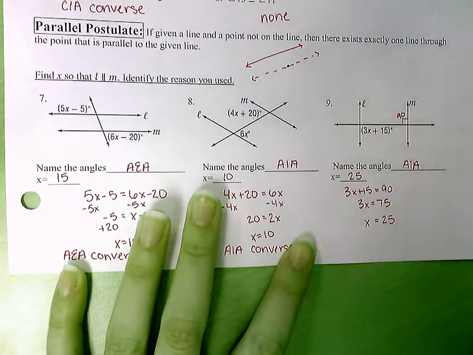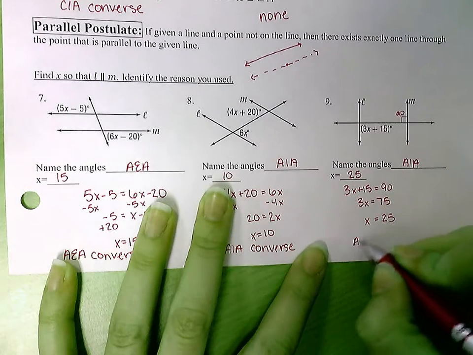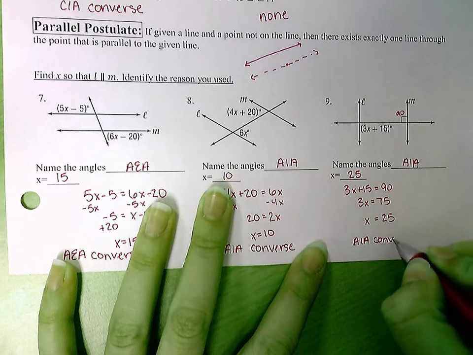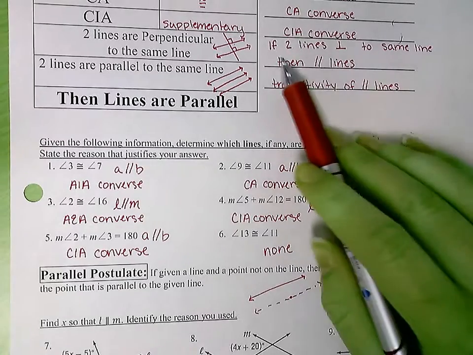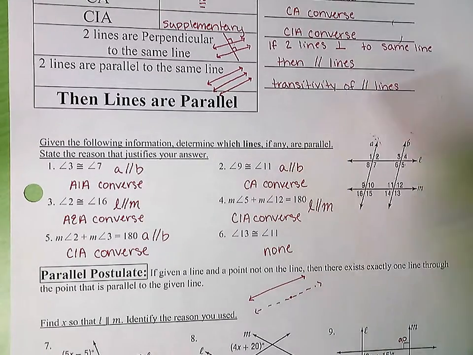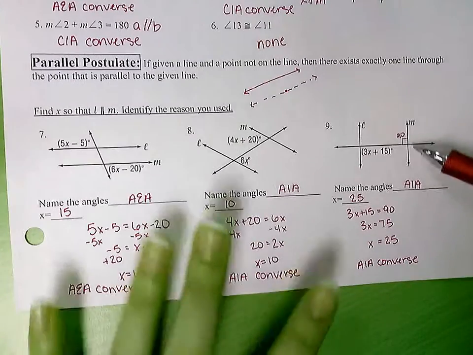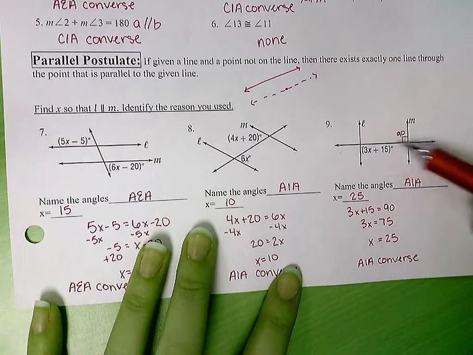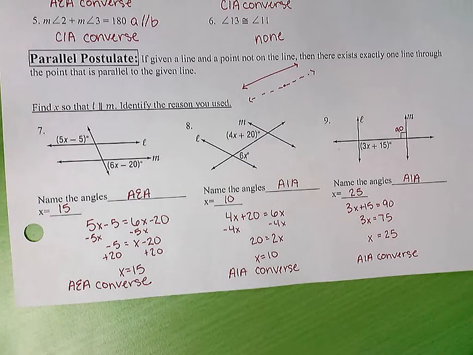All right, for your reason, you could have two different ones. Okay, we can write alternate interior angle converse. Or you could have written if two lines are perpendicular to the same line, then the lines are parallel. Okay, because those two lines would then be perpendicular to that same line, so they would have to be parallel. So either of those two reasons work. Questions on the front?